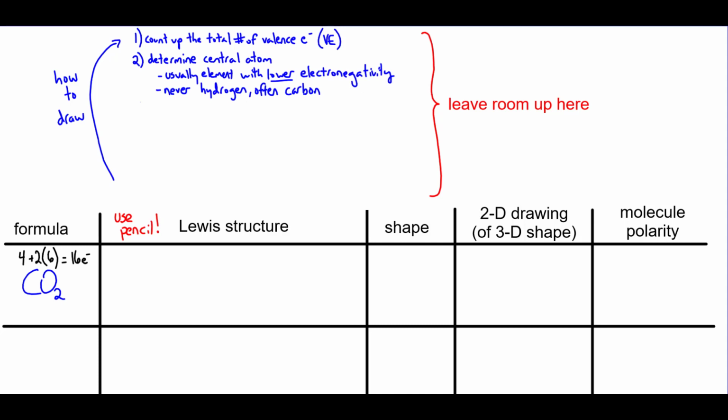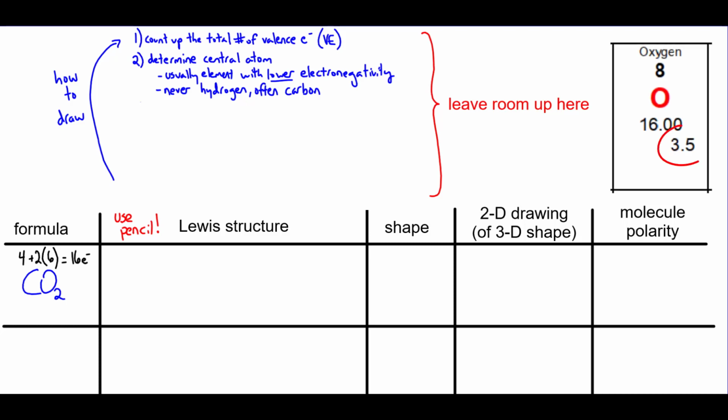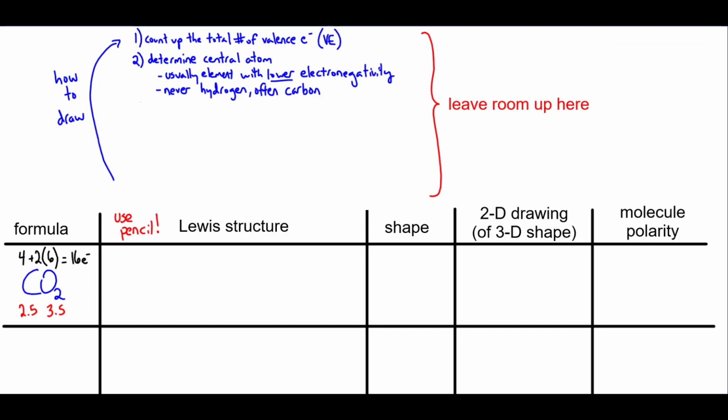After that, the rules say that it will never be hydrogen, but it will often be carbon. Now I'm only going to show the periodic table part once. I'll skip it for all the other examples. But here we can see that oxygen's electronegativity is 3.5. I'm going to write it below the element. And then carbon's electronegativity is 2.5. So if we want the lowest electronegativity to be the central atom, that's going to be carbon. And so I'll put my oxygen and the other oxygen over here.